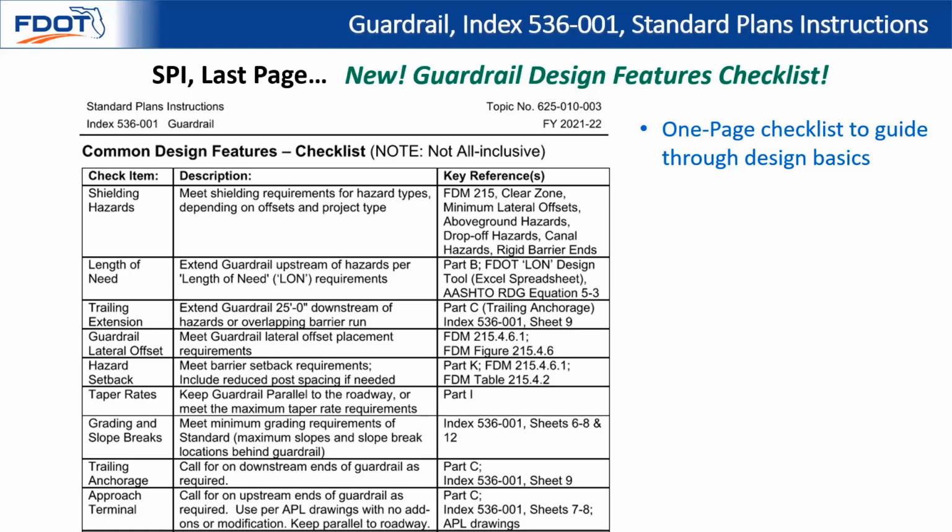And so the idea is that in a single sheet at the end of the SPI, we've summarized all the major components of guardrail, all the major design features, and it's just basically a checklist. And so if you were to go through the checklist and address all of the items, chances are you've thought about maybe 90% of what you need to think about for guardrail design.